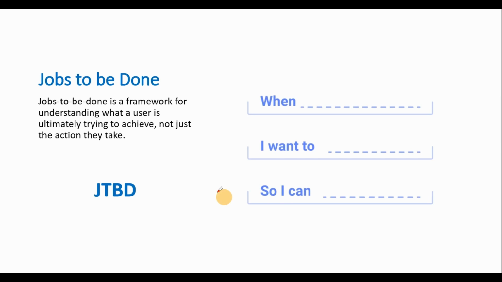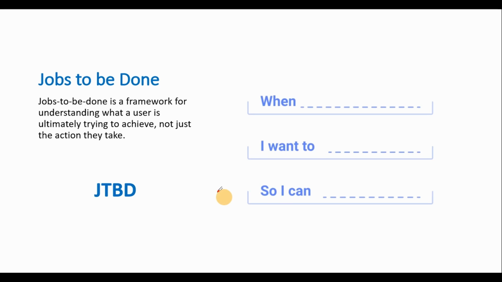The last part of the topic for UX is jobs to be done. Jobs to be done is a framework for understanding what a user is ultimately trying to achieve, not just the action they take. So what do your users want to achieve and how do they want to achieve it? We can abbreviate jobs to be done to JTBD.